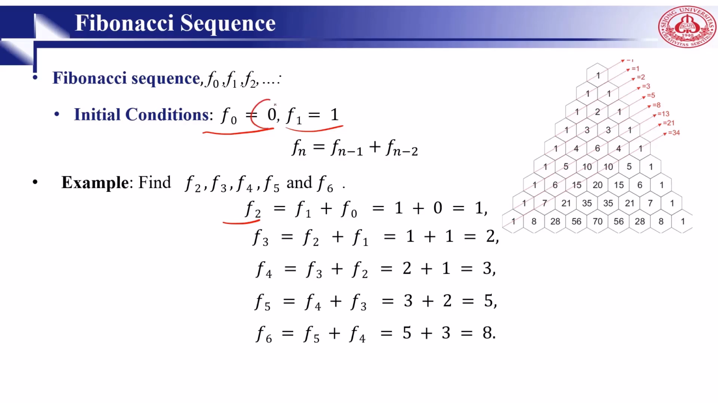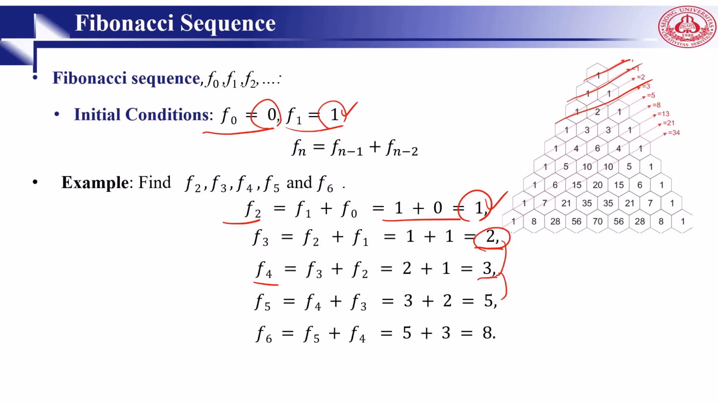For 0, it's 0. For 1, it's 1. So sum of 1 is 1. For 3, it is the sum of f2 plus f1. What is f2? 1. What is f1? 1. It's 2. For 4, it is the sum of f3, which is 2, and the previous one, 3. 2 and 3, 5. 5 and 3. And you can see here, in this triangle, we can simply find the Fibonacci sequence.